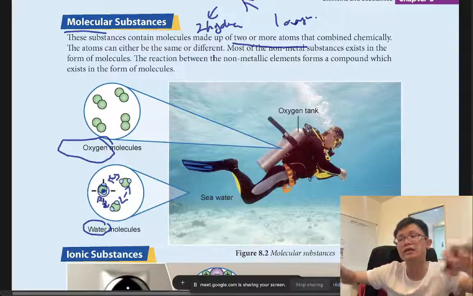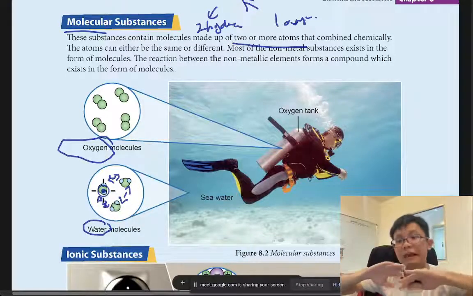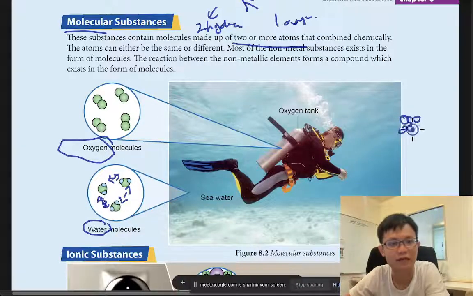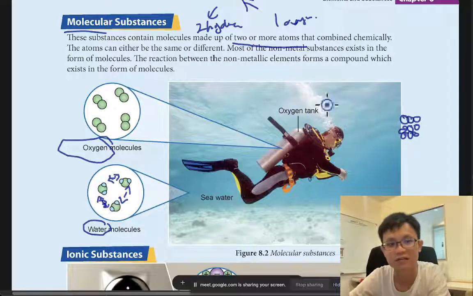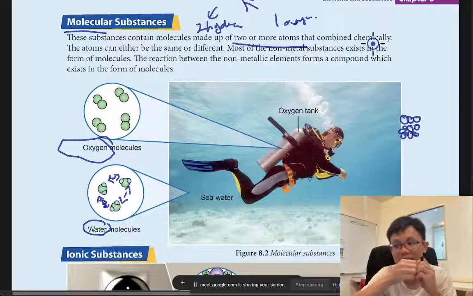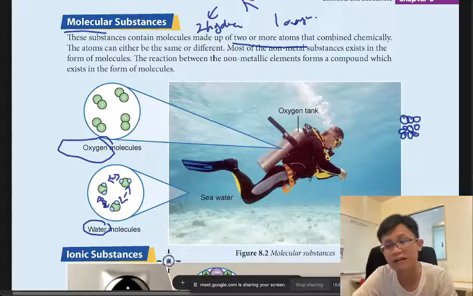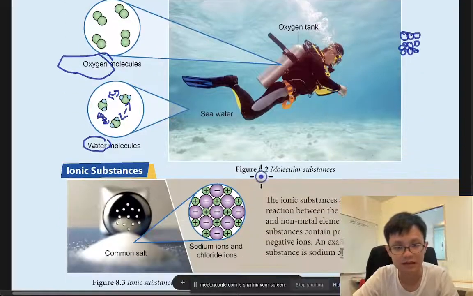So you can swim, because the molecules can slide with one another. But if this is a gold atom, if I put you inside the gold, you cannot swim, you cannot breathe, because every atom is close together. They are stuck together with a very strong attraction force, so you cannot break it. But this one has a very weak attraction between molecules, so you can break it. So again, this is a molecule.